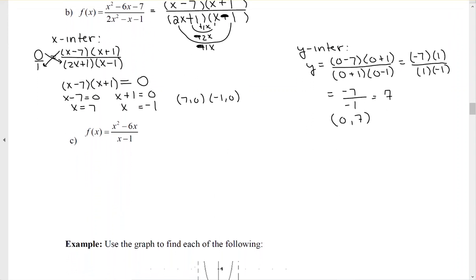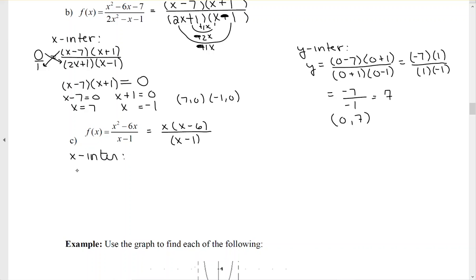For the last one, once again, you'll want to see if you can factor. Now this one you can take an x out. The denominator is just x minus 1 with nothing to cancel. There's again, no holes. So I go through and start looking for my x-intercept and my y-intercept.